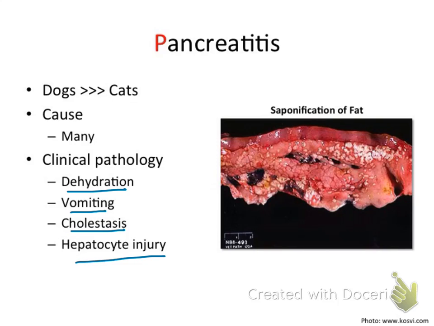Those fats combine with calcium to form calcium soaps. The calcium precipitates out of solution to form these soaps, and when it does that, it's called saponification of fat, and it's present in this picture as these white foci on the pancreas.